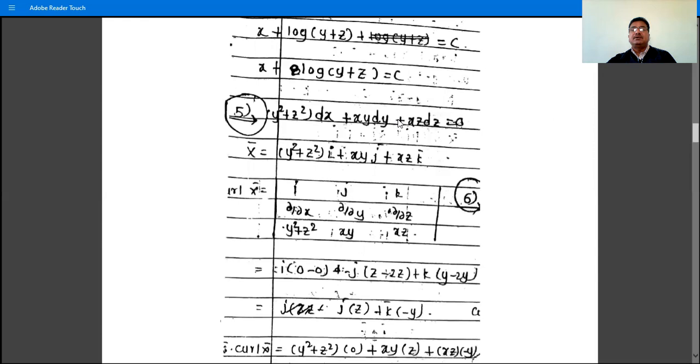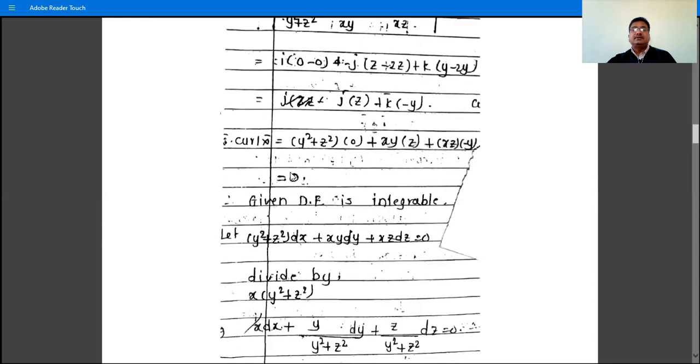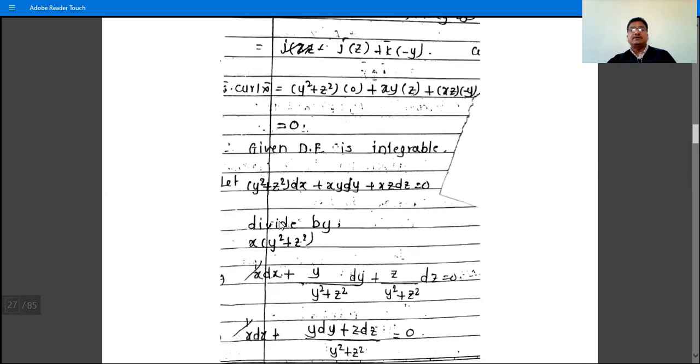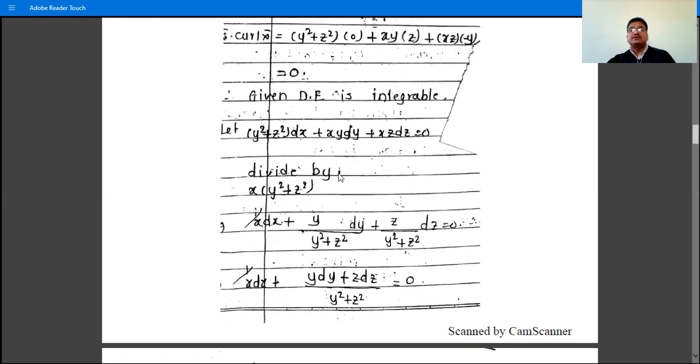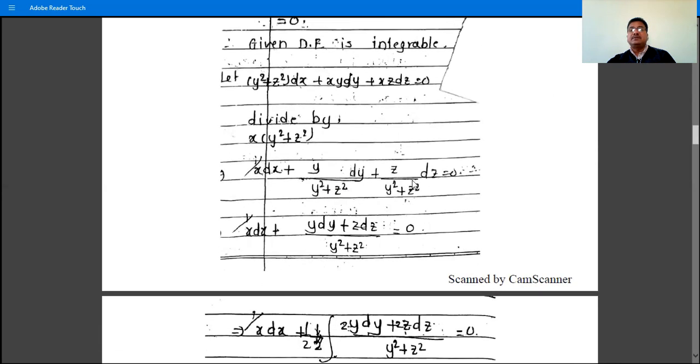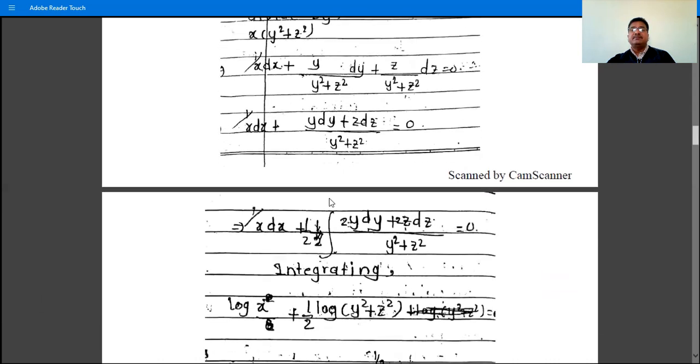Similarly, this is the example. Find x bar, then x bar dot curl x bar, and it is equal to 0, and therefore the given differential equation is integrable. So dividing by x into y square plus z square, we have this: 1 by x dx plus y by y square plus z square dy plus z by y square plus z square dz is equal to 0. Then it is one variable separable again. The x variable is separated, and then y square plus z square as LCM. If we differentiate y square plus z square, then it is 2y dy plus 2z dz.